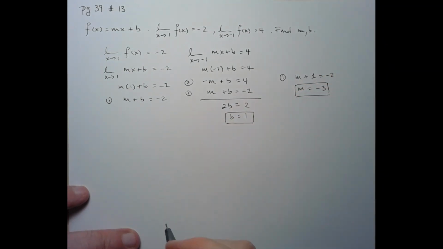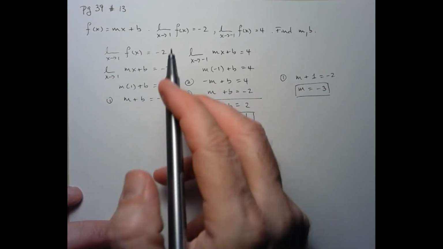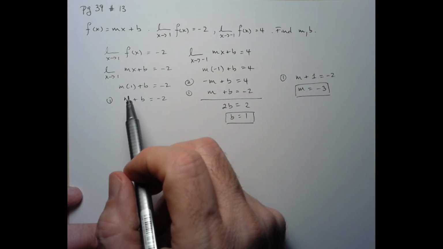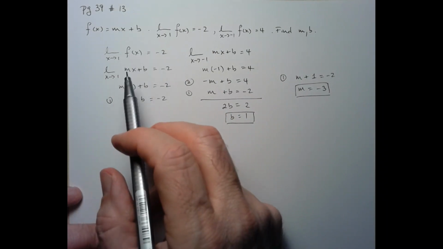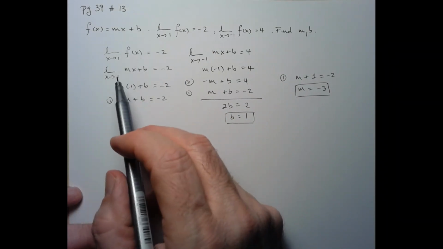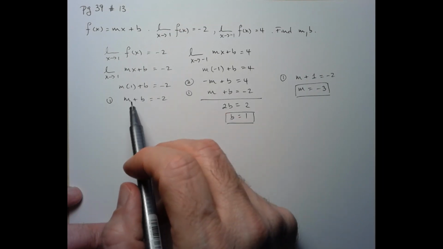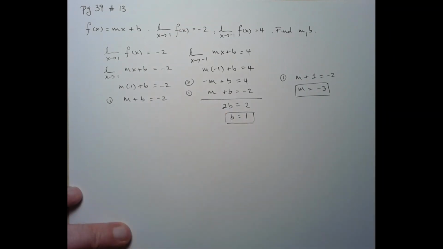What we used here was the fact that we were given these limits, and because this is a continuous function, I know it's going to have a limit everywhere, and it's just going to be equal to the function value where I'm taking the limit. I was able to evaluate them to create my two equations. Okay, that's it for this one.